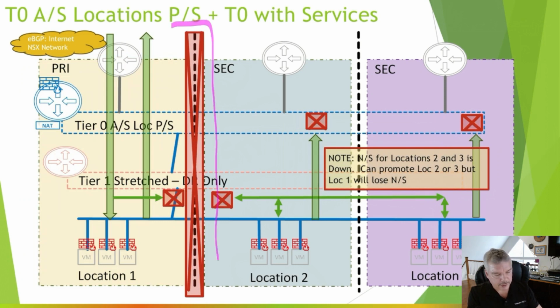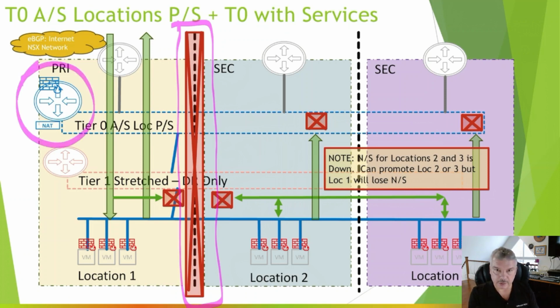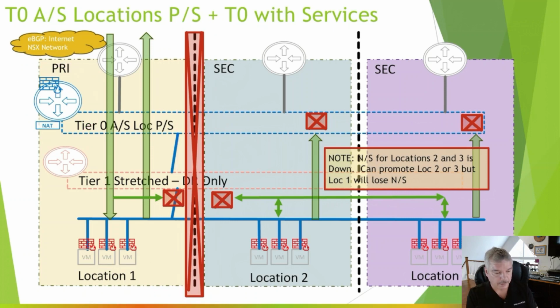How about a split brain situation? In a split brain situation with the same configuration, active, standby, primary, secondaries, and again, services running on our tier 0 here. Location 1 is perfectly fine. Everything's working on location 1. It's location 2 and 3 that's going to be suffering at this point, right?